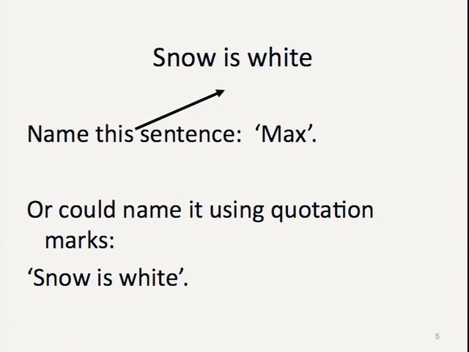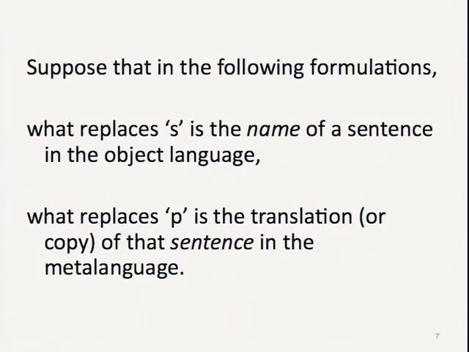It will be a name for a sentence in your object language, such as Max, or Ernest, thank you. Or "Snow is white" in quotation marks. These are all names of sentences in your object language. So these will be sample replacements for S. And when I write P, what replaces P is the translation or the copy of the sentence you just named, in the meta language.